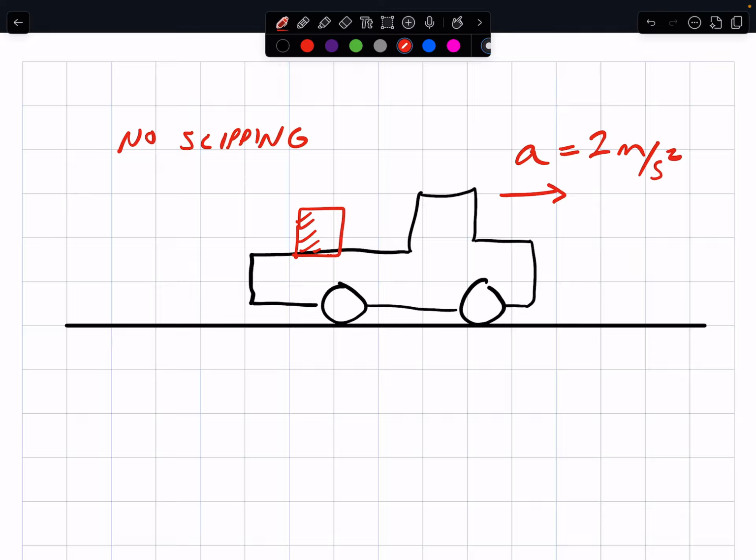So whether it slips or not depends on a couple of factors, including the coefficient of friction between the box and the bed of the truck here, mu. So the question is, what is the minimum value of that coefficient? Minimum value of mu for no slipping.